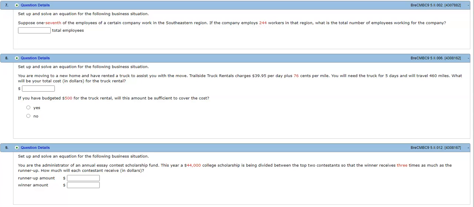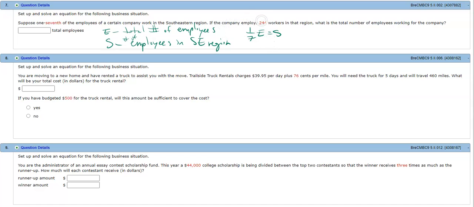And so what we're dealing with here on this problem, we have that 1/7 of the employees work in the southeastern region. And so we could maybe make some kind of an equation. What if we had E is the total number of employees, and then S can be the number of employees in the southeastern region. And so when it says that 1/7 of the employees work there, it should be that 1/7 of the total employees is how many are in the southeastern region. And so we can get an equation like this.